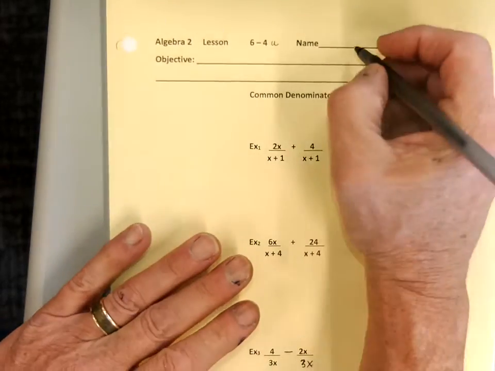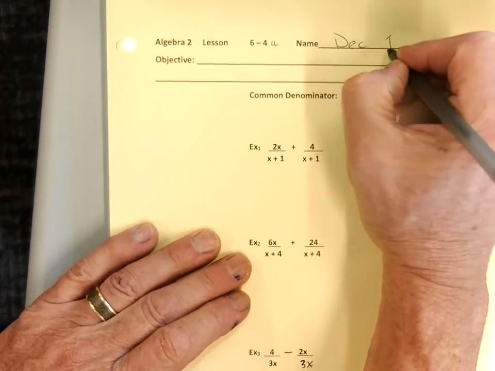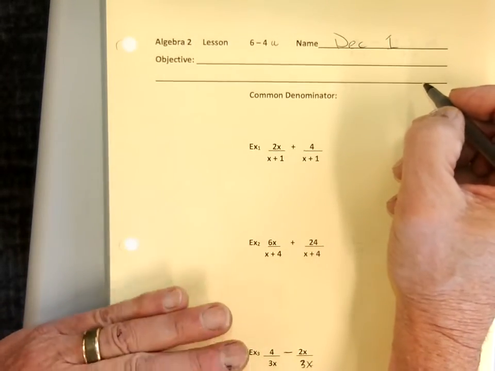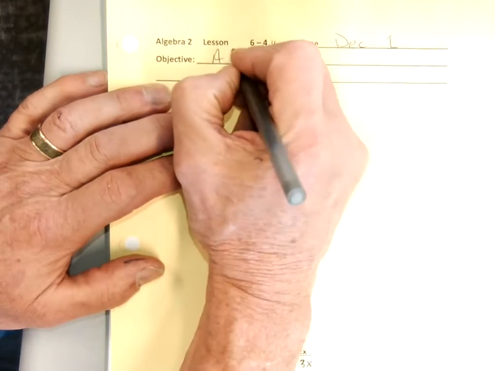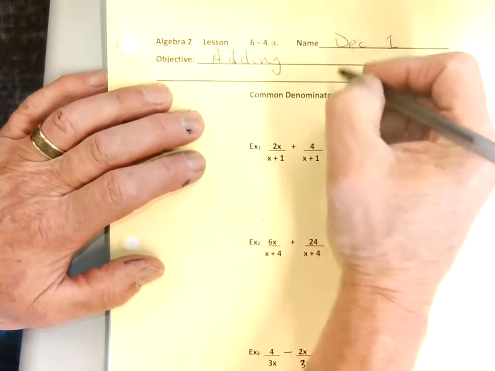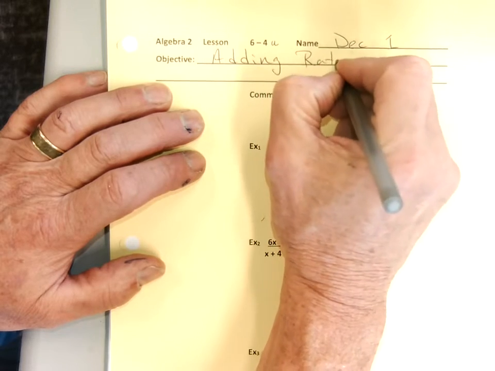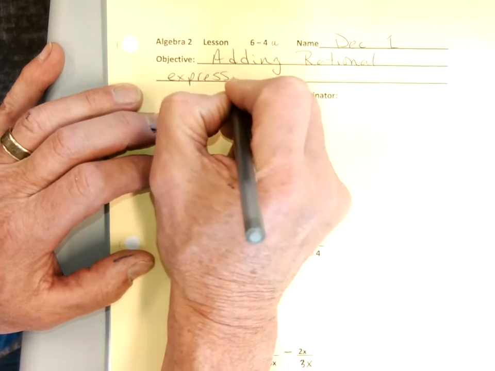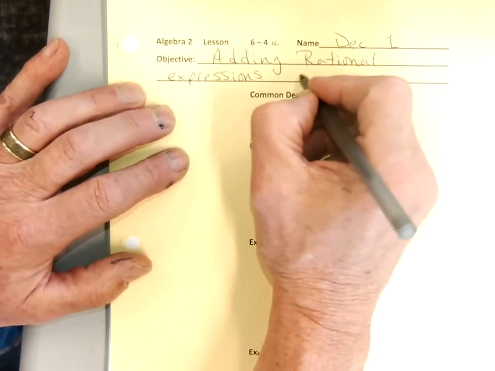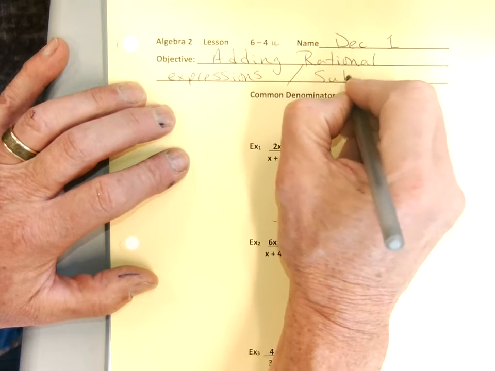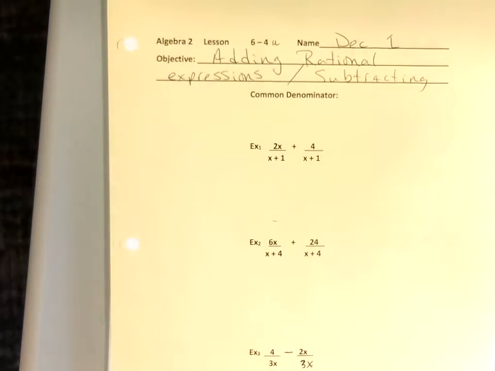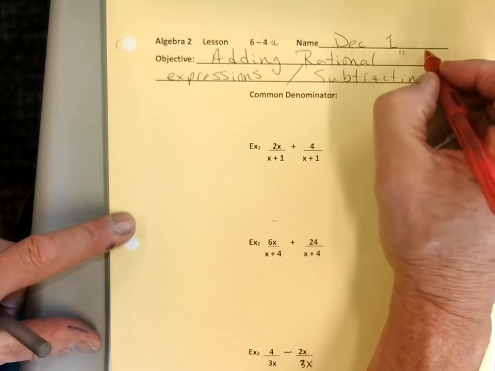Today is Diciembre 1, miércoles, 2021. Objective: we're going to be adding rational expressions. Oh, I suppose we'll be subtracting some too. We'll be subtracting some as well. The word rational means fraction. Now I'll let you catch up and write all this.